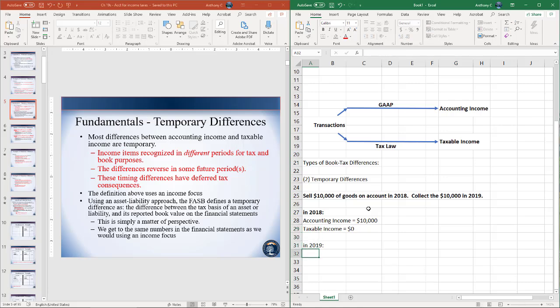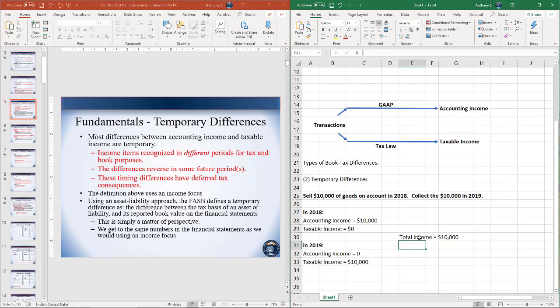In 2019, for accounting purposes, the company didn't sell anything, it didn't do anything at all, so accounting income would be 0. On the other hand, for taxable income, we generally recognize revenues when we get the cash. So when we collect the $10,000 in 2019, taxable income will be $10,000. So if we look at the total income of this company over 2 years, the total income was $10,000.